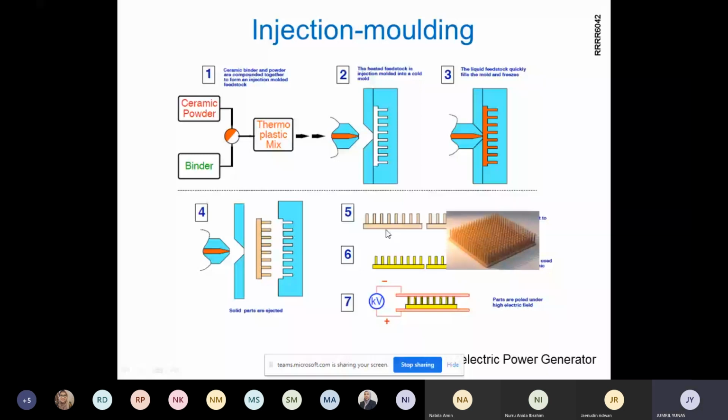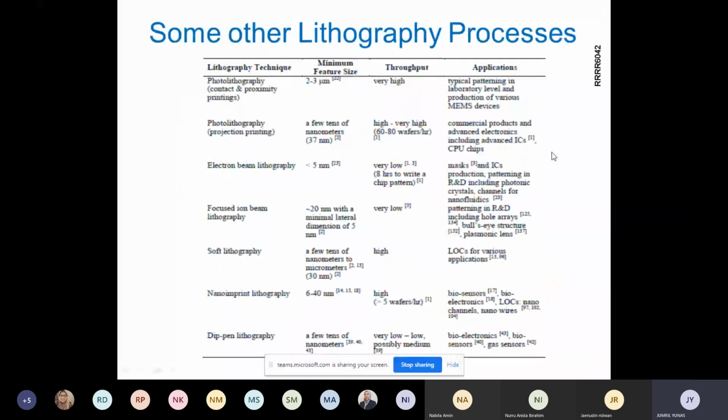Some other lithography processes can be found here. We have photolithography using contact or proximity printing. E-beam lithography is commonly used to create much smaller features. Features down to 5 nanometers can be patterned using e-beam lithography, and also focused ion beam lithography.